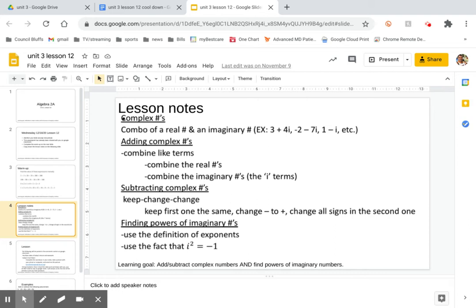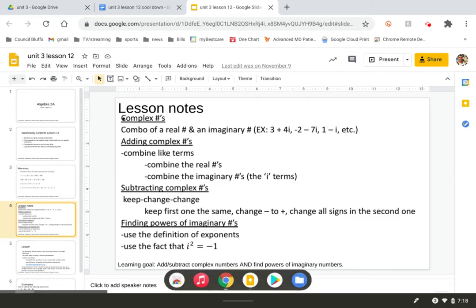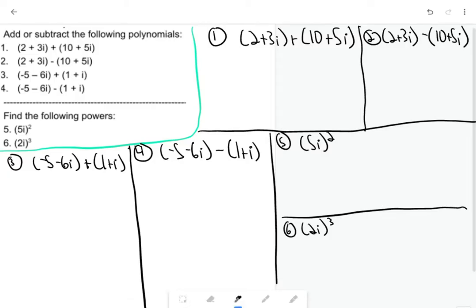And for subtracting, we'll do the keep, change, or keep, flip, change, KFC, whatever you want to call it. But basically, you keep the first one the same, change subtraction to addition, change all the signs in the second one, and then you combine like terms like you normally do. So that's really the basis of our lesson today. The first few examples are about that. So let's quickly look at these examples. We're going to add or subtract the following.